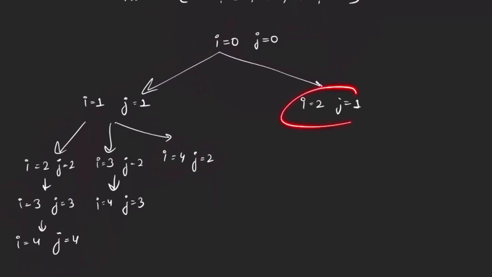And similarly, you can draw the recursion tree for this case also. At the end, we will see that for every i equals 4, the minimum jumps that we are getting is 2. So this 2 is going to be our answer, right? So let's quickly look at the code of this approach.